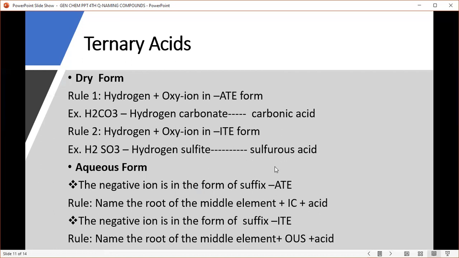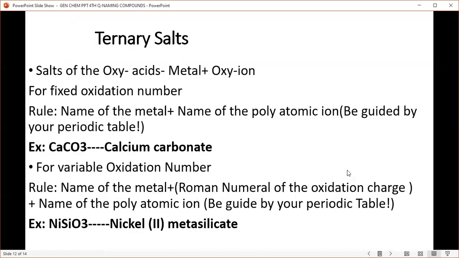Okay, so sulfurous acid. What about, miss, if we have hydrogen sulfate? We have sulfate here, no? That's SO4, H2SO4. In dry form, that's going to be hydrogen sulfate. But if it's in aqueous form, then it's just simply going to be sulfuric acid. Okay, so I hope that's clear for everybody.